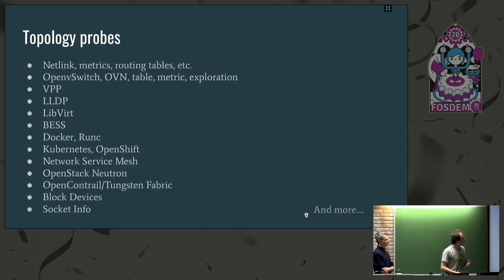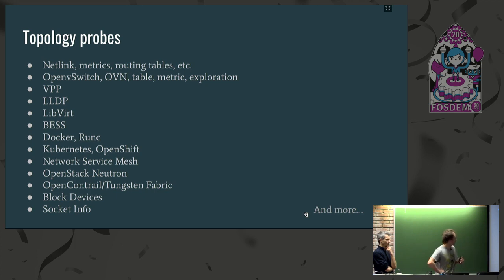And so where do we get all this topology information? Well, from everywhere we can. We use Netlink to get information from the network interfaces, to get the metrics, the routing tables, the FDB. I won't go through all of those, but the main one is Openvswitch, and many SDNs are using Openvswitch, so you have support for many SDNs out of the box. We also get information from physical machines through LLDP.